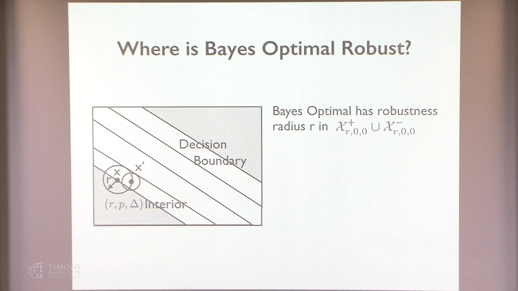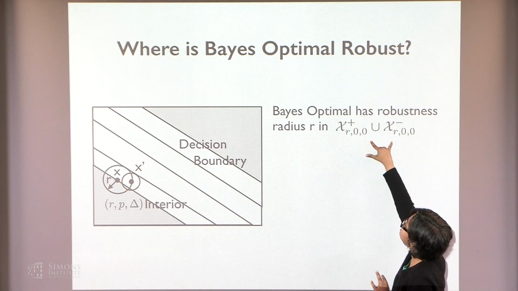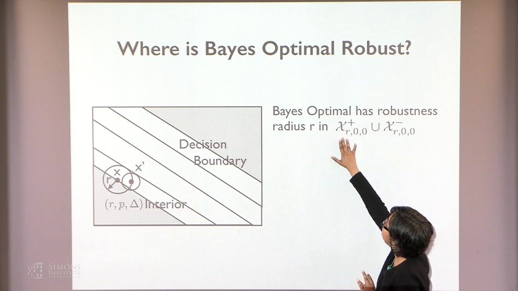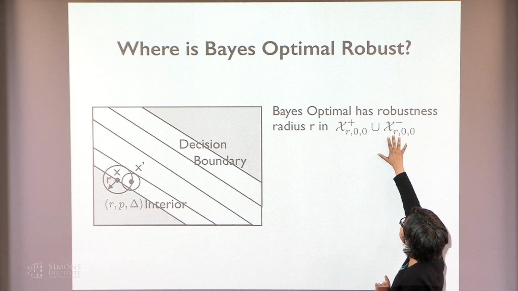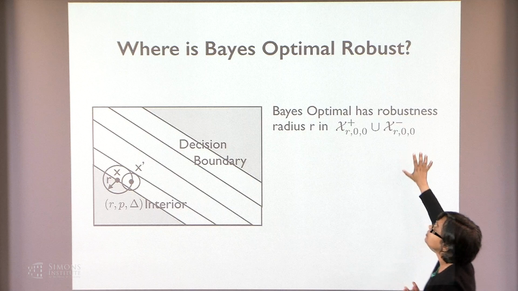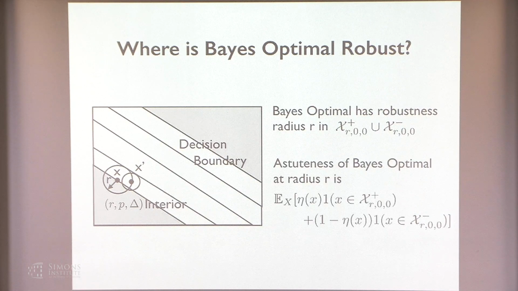Okay, so now let's get back to where the Bayes optimal is robust. What you can show is that the Bayes optimal has robustness radius r in this particular interior: the positive interior with parameters r, 0, 0, union the negative interior with parameters r, 0, 0. And this follows mostly from the definition. The trick is setting up the definitions properly.